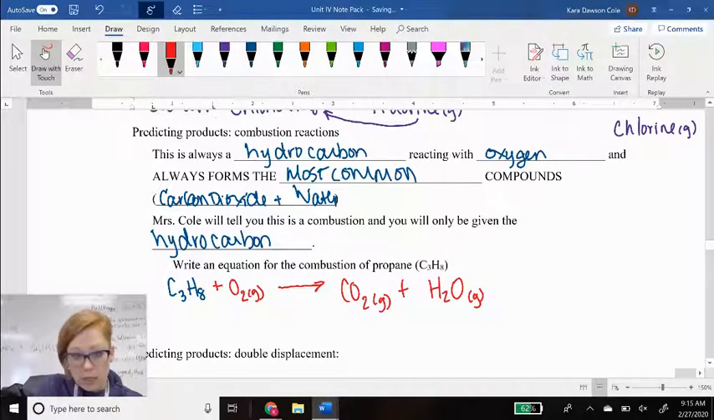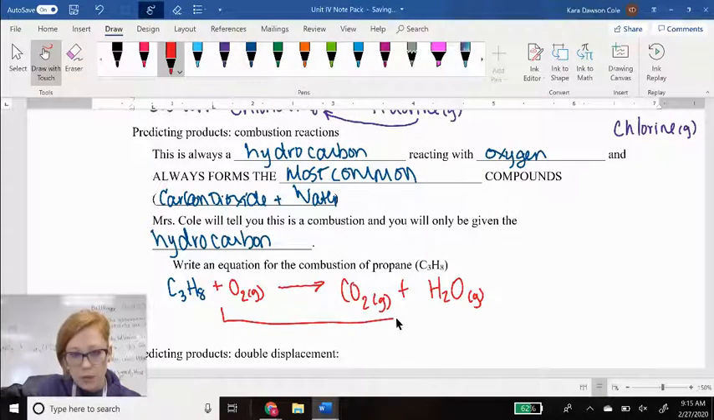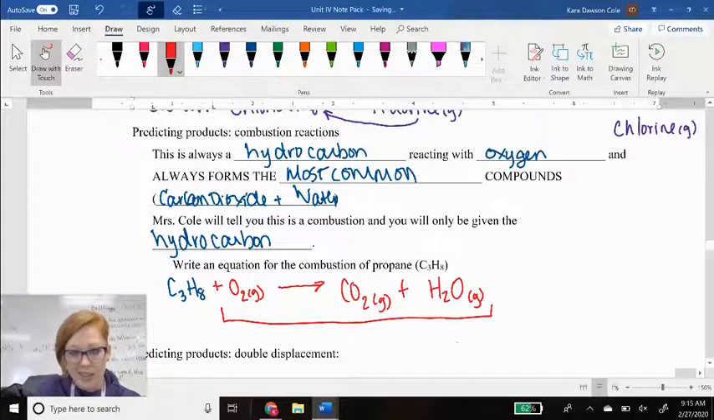These are the things that you need to remember. I need to remember that I'm adding oxygen, and carbon dioxide and water are my products. So remember that part.